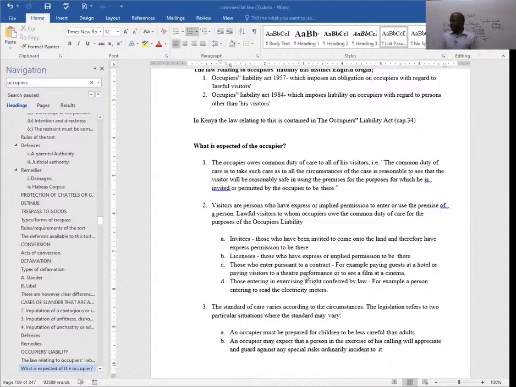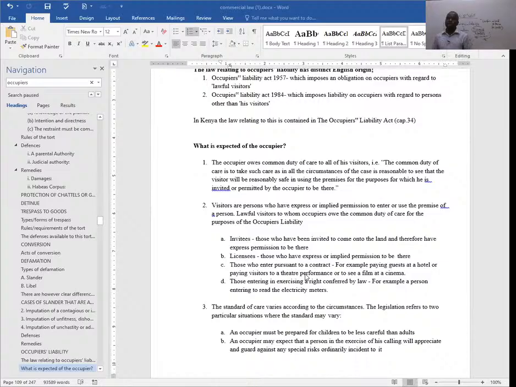So the standard of care varies according to the circumstances. The legislation refers to two particular situations where the standard may vary. An occupier must be prepared for children to be less careful than adults. So in a situation where you have children, you expect them to be less careful while using the premises. So you must take the highest precautionary measures, especially if those visiting the premises are children, because they need more guidance to ensure their safety.